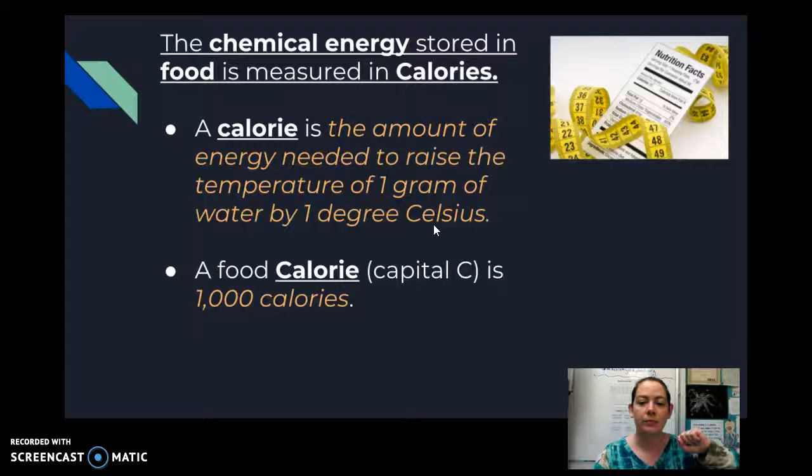It's not much. So when we talk about food energy, we're going to use the word Calorie. Notice it has a capital C. So Calorie with a capital C is actually a kilocalorie, or 1,000 calories with a small c. So keep that in mind.